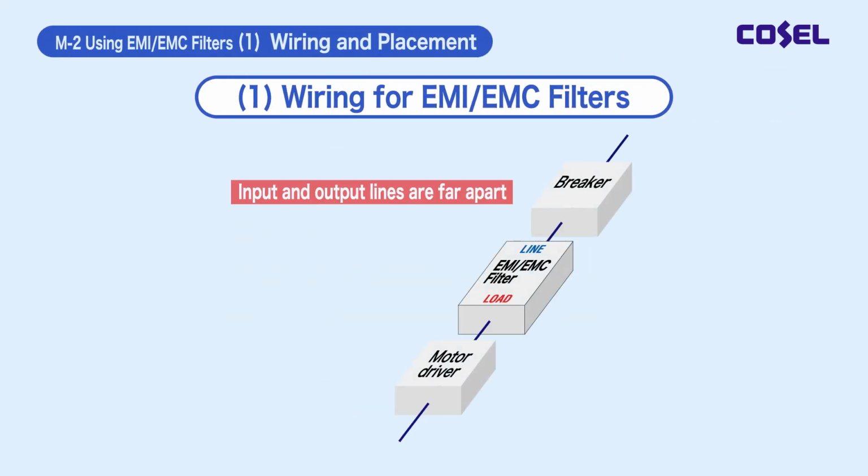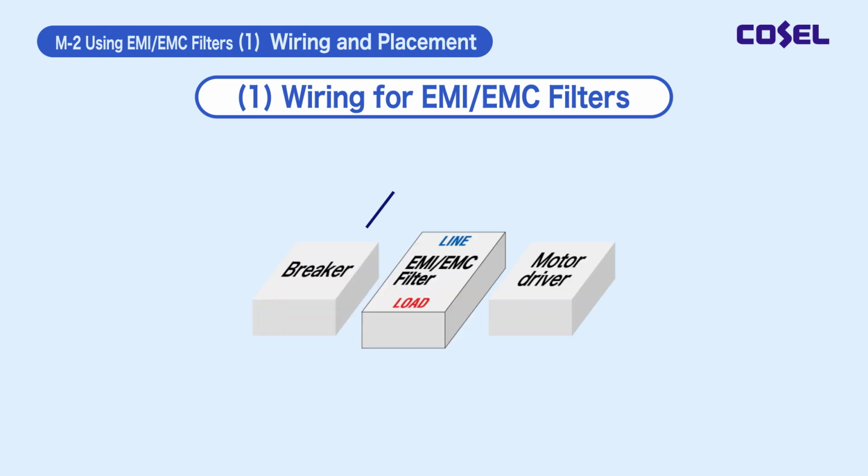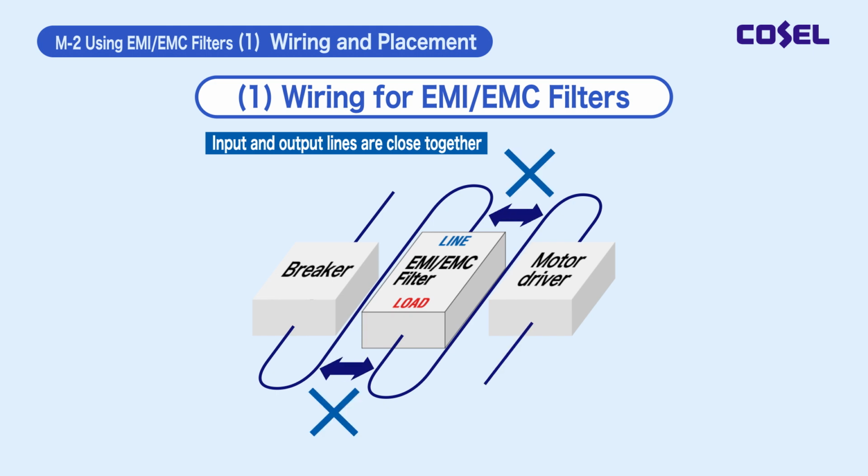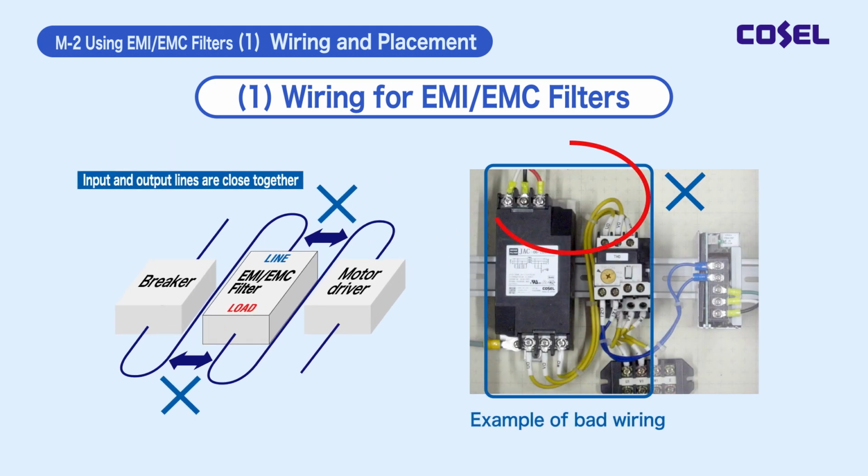Ideally, EMI/EMC filters should be wired so that input and output lines are far apart. If the input and output lines are close together, noise on the output line side may affect the input line side, and the expected effect may not be obtained.